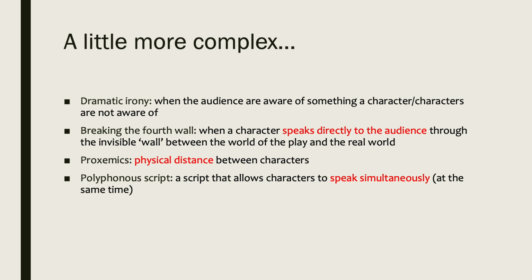A polyphonous script is a script that allows characters to speak simultaneously at the same time. There's a little bit of this in Wit, when the doctor and the main character are speaking both at once and using very different language, and that's used to great effect. And it's very well used in August: Osage County, incredibly well used, where a family's interactions become exceptionally real because they're talking all over one another, like real families do.